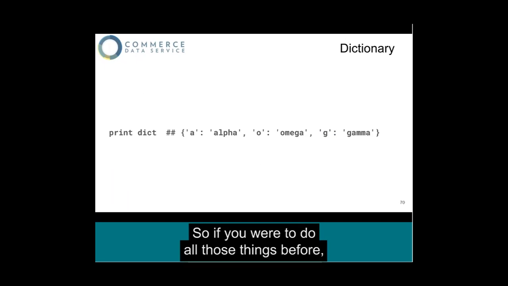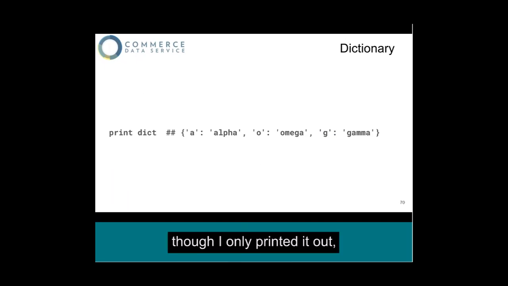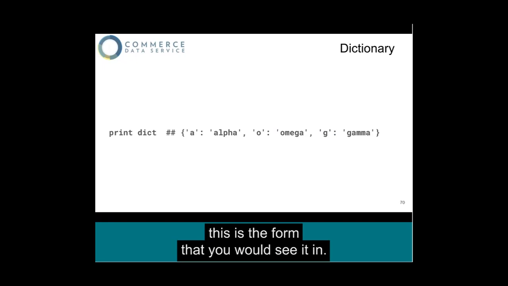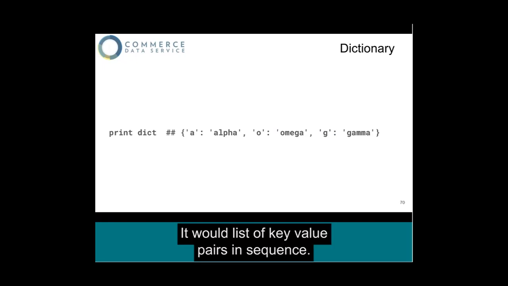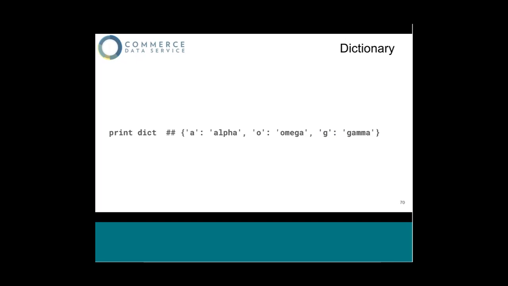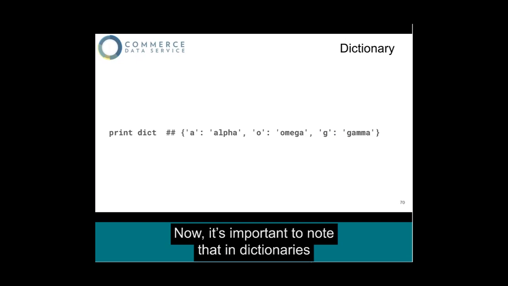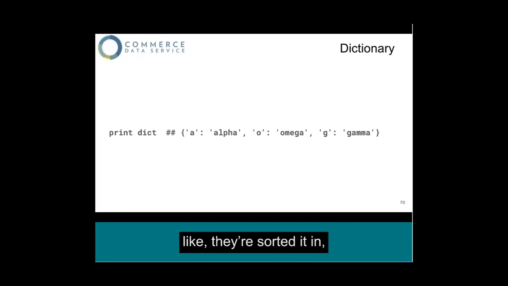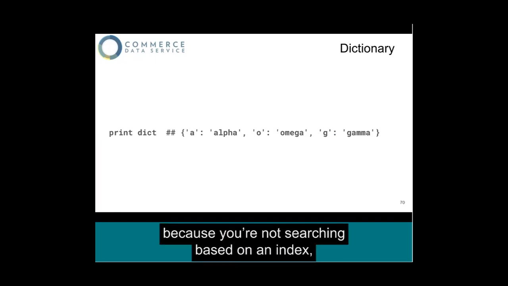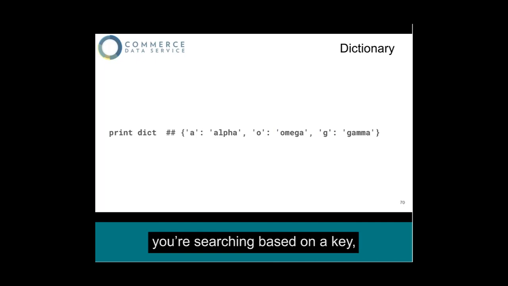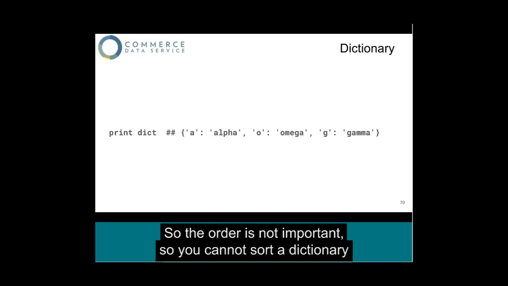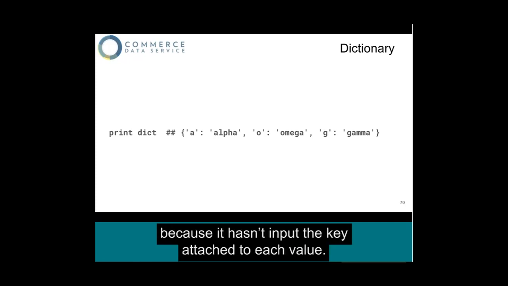So if you were to do all those things before, and we printed it out, this is the format you would see it in. It would list every key value pair in sequence. Now it's important to note that in dictionaries, the order in which these key value pairs appear is not important, because you're searching not based on an index, you're searching based on a key. So they list them when you print it out, just in alphabetical order, because the order is not important. So you cannot sort a dictionary because it has an implicit key attached to each value.